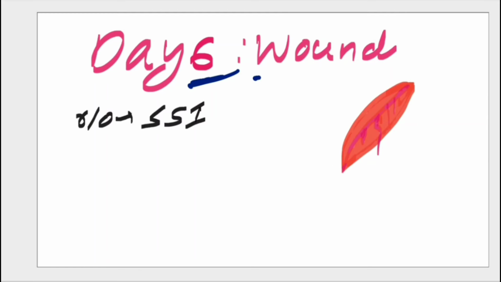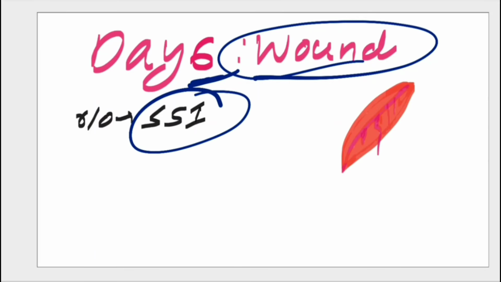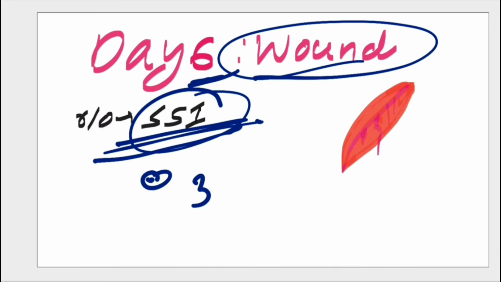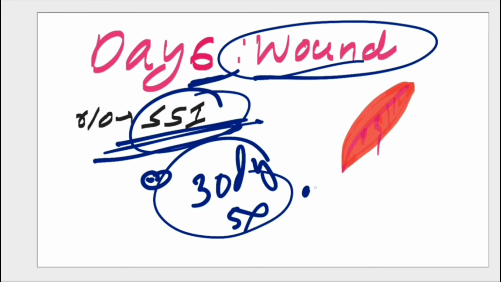Day 6, the W is wound, so rule out surgical site infection. What do you mean by surgical site infection? It is a wound infection occurring within 30 days of surgery, or if there is an implant, within 1 year of surgery.